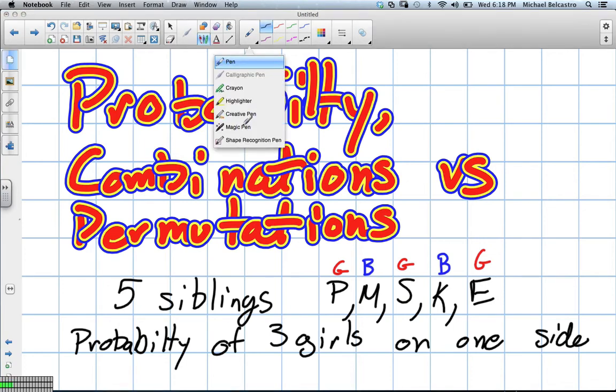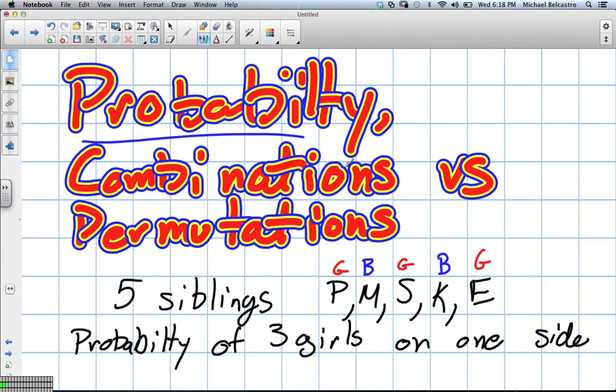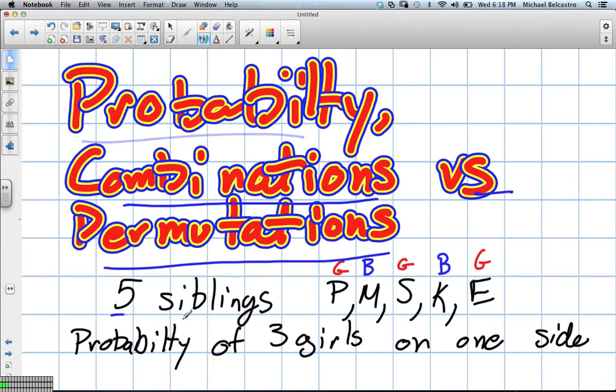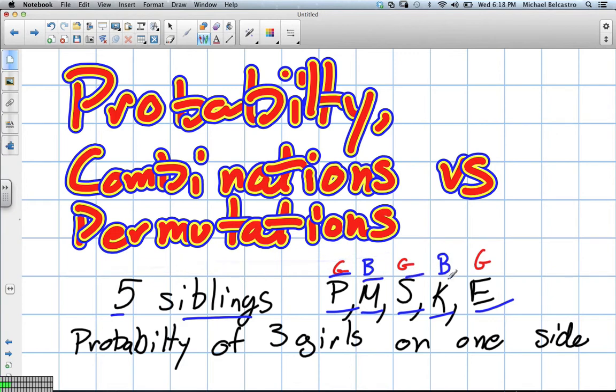Okay, so we're going to do probability, and we're going to think about combinations versus permutations. They've given us this question: there are 5 siblings, Paula, Mike, Stephanie, Kurt, and Emily. So we have 3 girls and 2 boys. The question is the probability of 3 girls on one side of a table. That's what they're really talking about here.